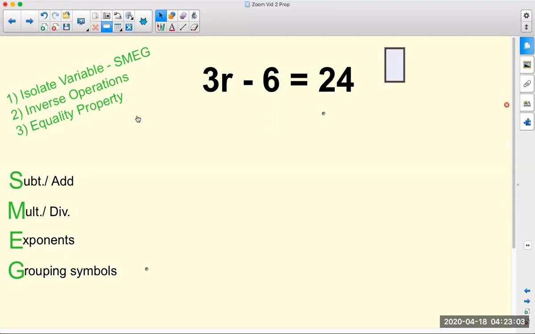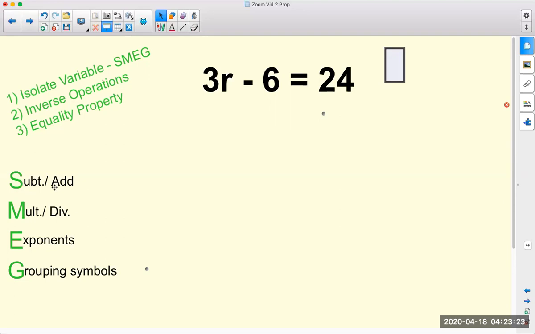We're going to use SMEG. Well, what in the world is that? SMEG is kind of like a checklist. It lets us know what we're looking for and the order that we're looking for these things. So as we go through the equations, the first thing we're going to look for is subtraction or addition.